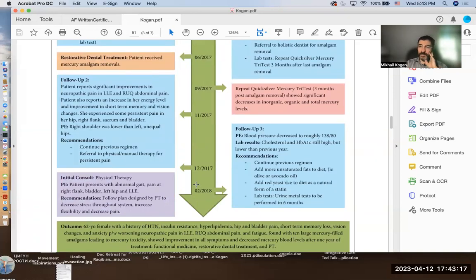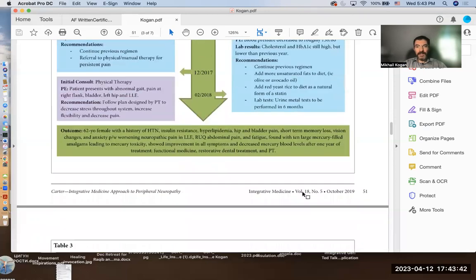But the result was complete resolution of her pain and actually complete recovery from neuropathy. So in this case, the patient will no longer ever need medications. She will not need any medications, and she will not know what neuropathic pain is going forward, because the core driver in her case was completely resolved. Now, this is a success story.